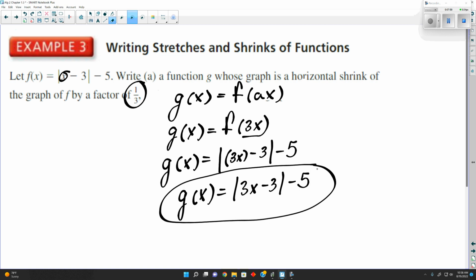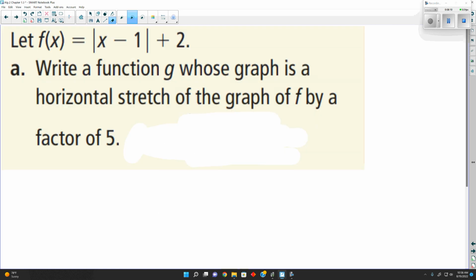Any other questions on this one here? You ready for the next one? Write a function g whose graph is a horizontal stretch of f by a factor of 5.